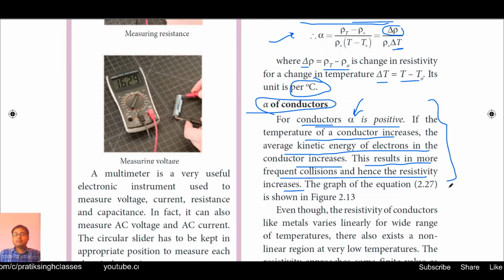When the temperature increases, the kinetic energy of the free electrons or subatomic particles will increase. In that situation, the collisions will also increase, and when the collisions increase, the drift velocity of the given charges will decrease. In that situation, the resistance will increase. This is shown in the graph of equation 2.27 in figure 2.13. Let us see what is given in the graph of equation 2.27.